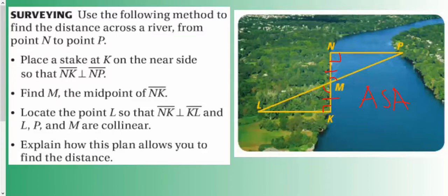And so since the two triangles are congruent, all I have to do is walk this measurement here and measure, and this corresponding side is this side here, the distance across the river. So if you walked and measured this distance here, you would be able to then find the distance there.